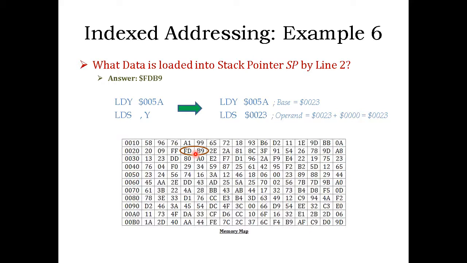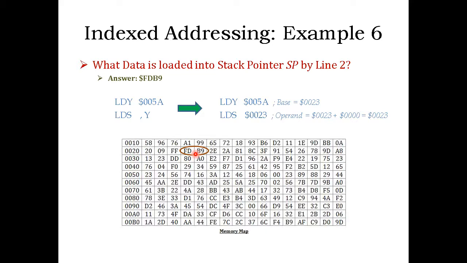This is actually an interesting question. You just have 2 lines, and there is a lot of excitement. You first have to find the base address, and then you know that there is a displacement. You add the base and displacement to get the operand. Once you have the operand, you look at the memory map to find what is at that operand, and that will be loaded into the stack pointer, right?